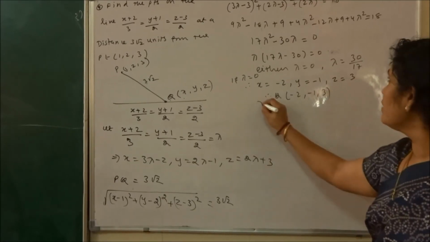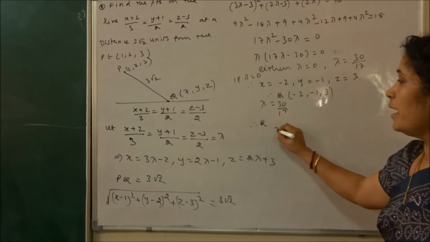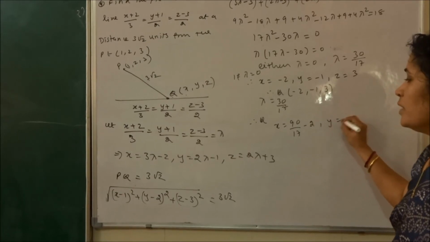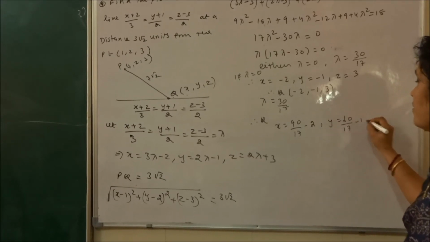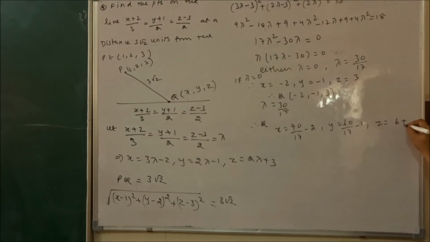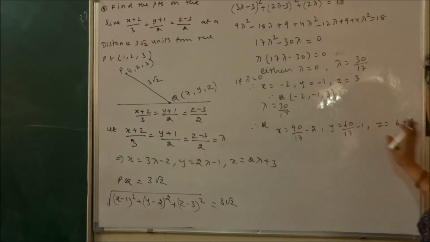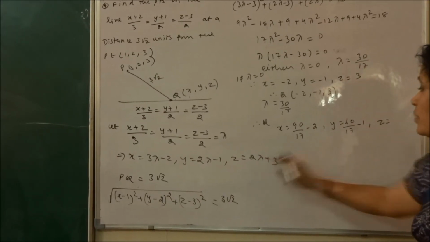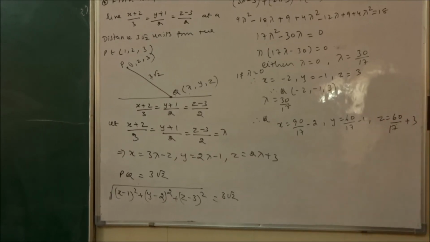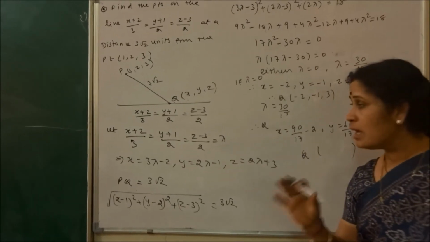If I take lambda equal to 30 by 17, then therefore Q points are x is equal to 90 by 17 minus 2 and y equal to 60 by 17 minus 1 and z equal to 60 by 17 plus 3, lambda I am taking 30 by 17, am I correct? Now do the calculation, automatically you will get another point, Q point. There are two possibilities. Are we clear?